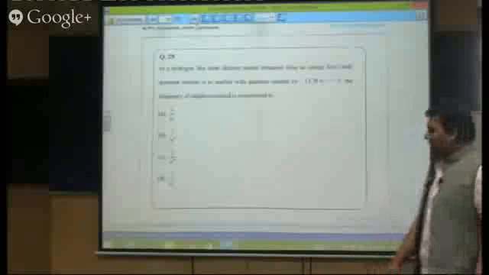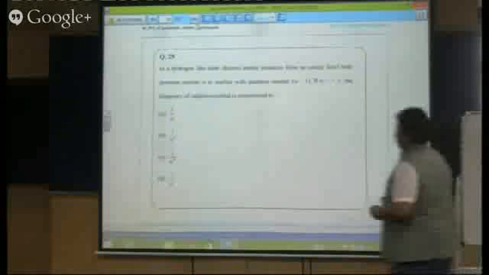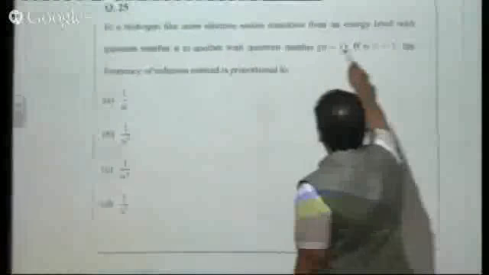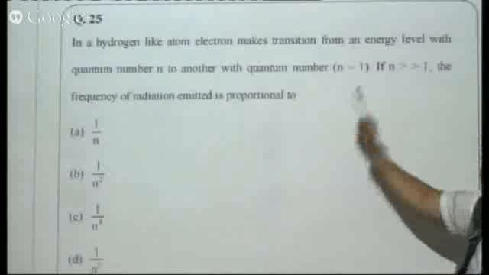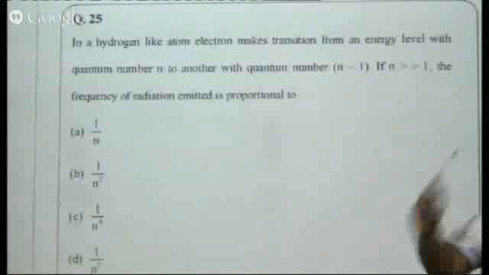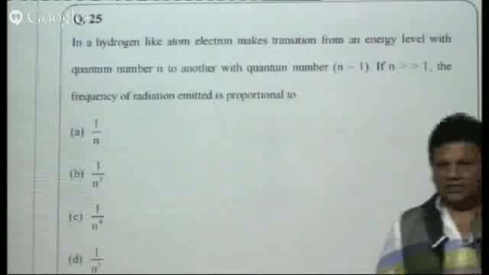क्लियर? That means when you come back to this question number 25th again, please see what is he saying. In a hydrogen-like atom, electron makes transition from an energy level with quantum number n to another quantum number n minus 1. The frequency of radiation emitted. It is not the frequency with which electron is rotating around the nucleus. आप करके दिखाओ मुझको. How would you solve it now?